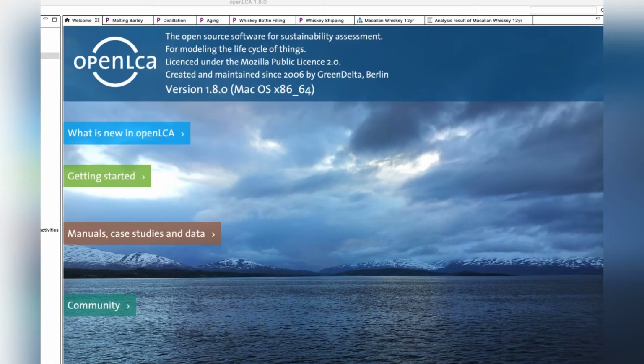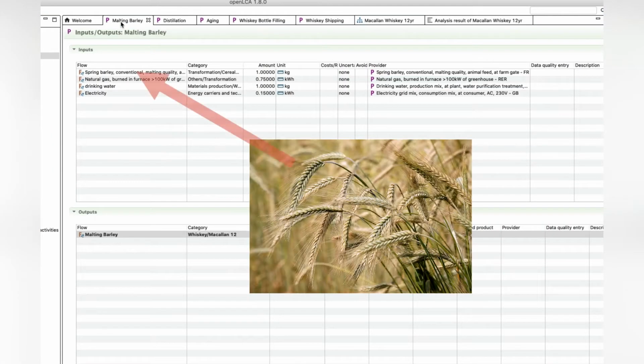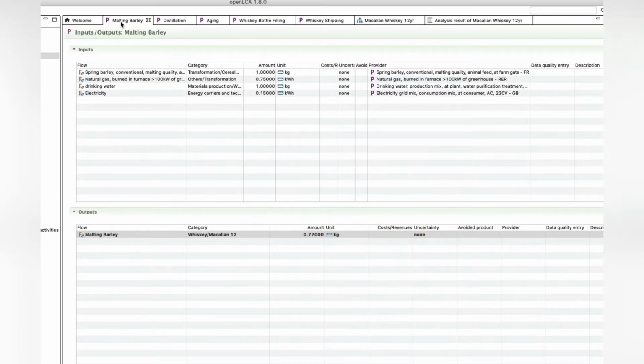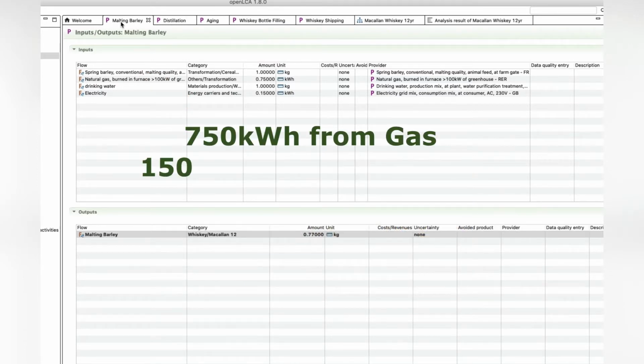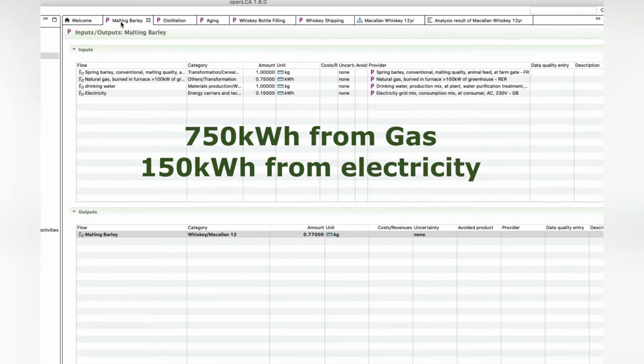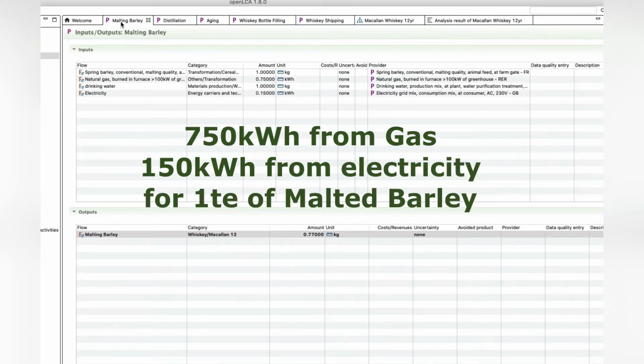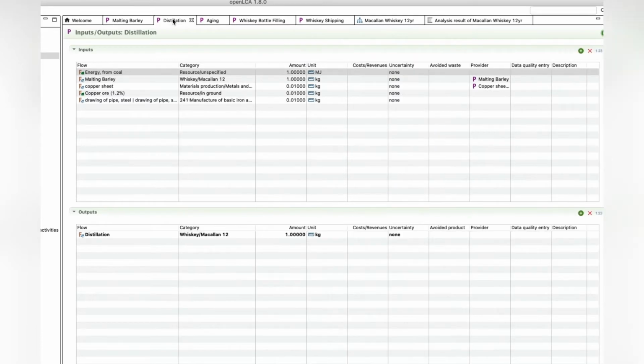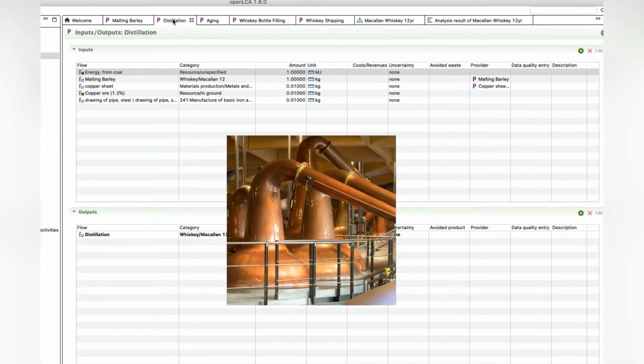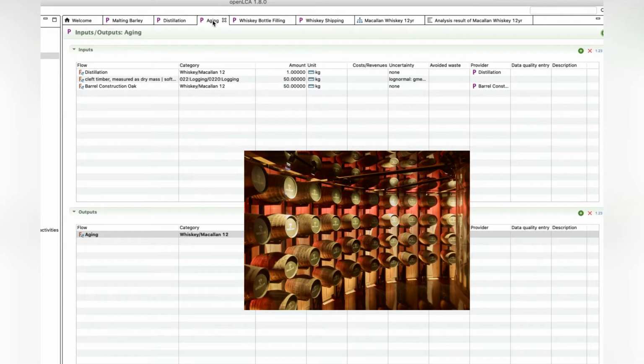Let's take a look. We're using OpenLCA for our analysis, and I've prepared all the processes and flows. There is over 2 pounds of barley to make each bottle. During malting, they use 750 kilowatt hours from gas and 150 kilowatt hours from electricity for each tonne of malted barley produced, thanks to the Maltsters Association of Great Britain for that stat. Distillation has manufacture of the copper still before the malted barley runs through it. After distillation comes the aging, which provides the flavors and colors.